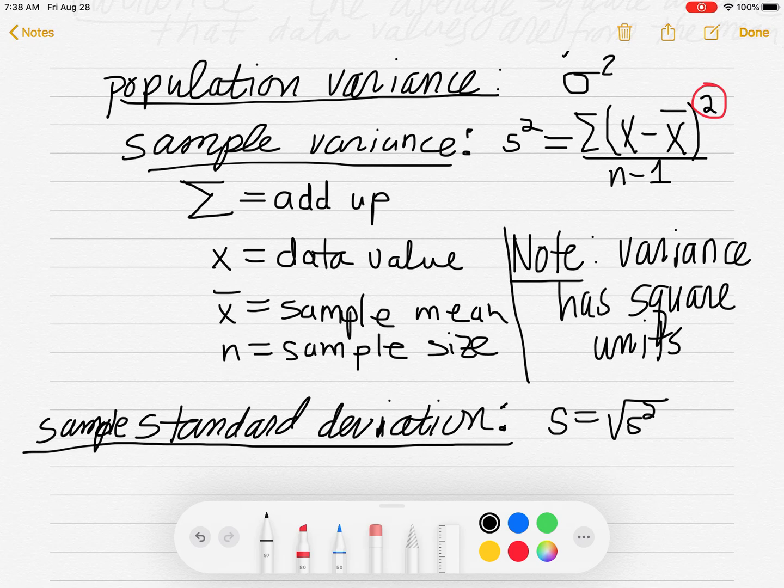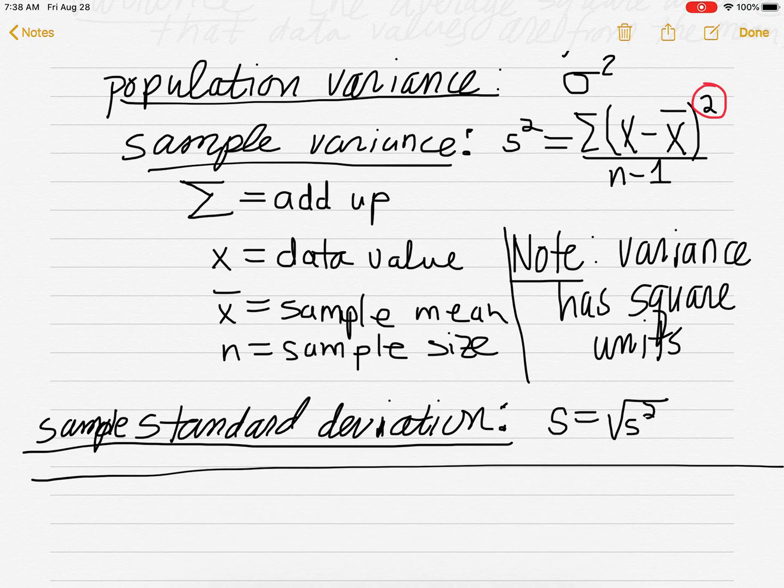That gets your units back to ordinary units, so you're no longer dealing with square units. For example, if s squared was in square dollars, then I take the square root of s squared, and that's just going to be in ordinary dollars. It's a simple calculation. Once you calculate s squared, you can just take the square root to get the standard deviation s. So standard deviation is also a measure of spread, a measure of variety in the data.